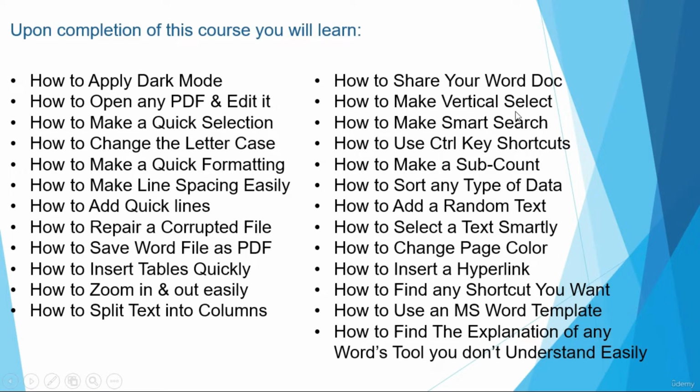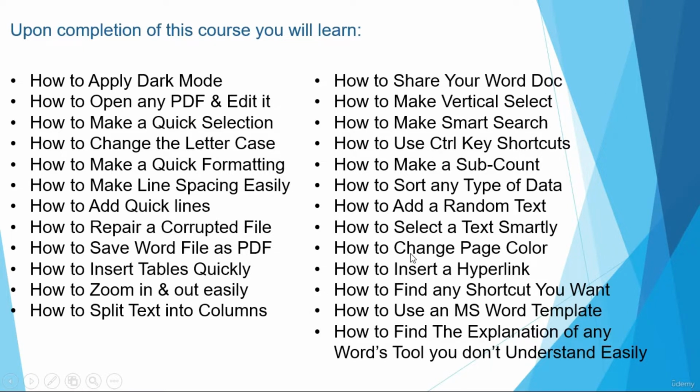How to make vertical selection or square selection. How to make smart search. How to use control key shortcuts. So I will teach you the secrets of the control key. You're also going to learn how to make a subcount, how to sort any type of data, text, numbers, and dates, how to add a random text, and you can specify the number of paragraphs and lines, how to select a text smartly. I'm going to teach you in this lecture how to select a line, a word, a paragraph using just quick tips and tricks.